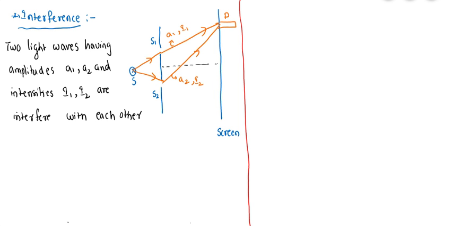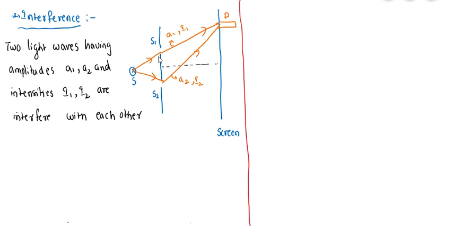Hi to all. Today I am going to explain some more concepts based on interference. You see this figure: this is a source S, and in front of the source S we are placing a cardboard with two pinholes. Through these two holes the light passes, and the light rays emitted from S1 and S2 are superposed at every point on the screen.